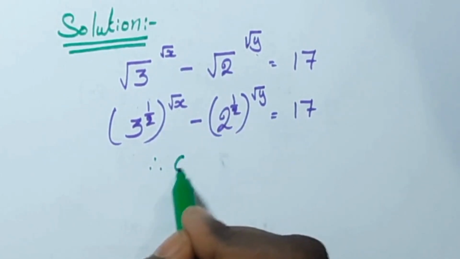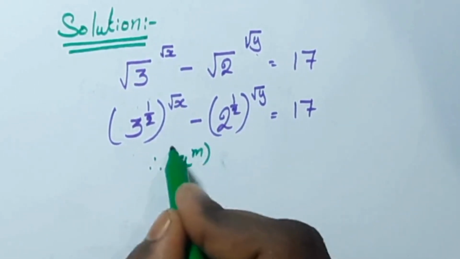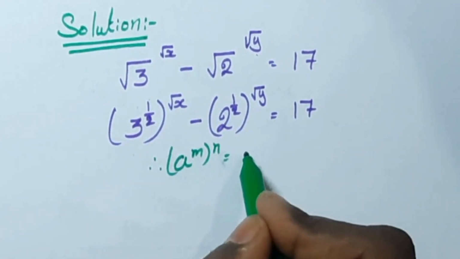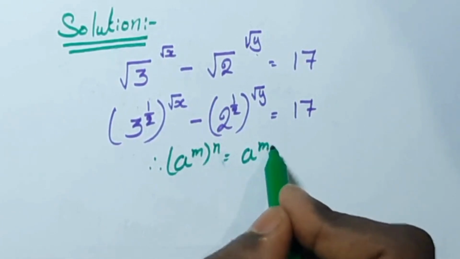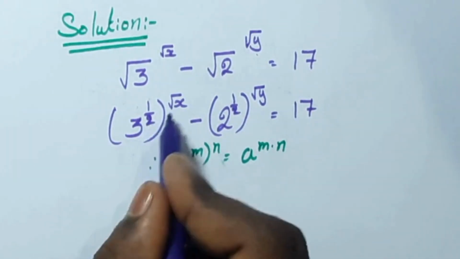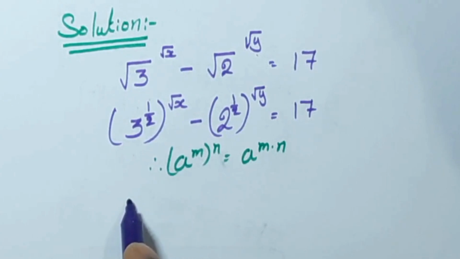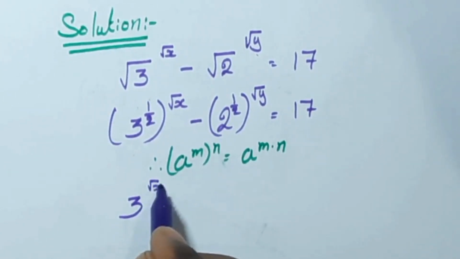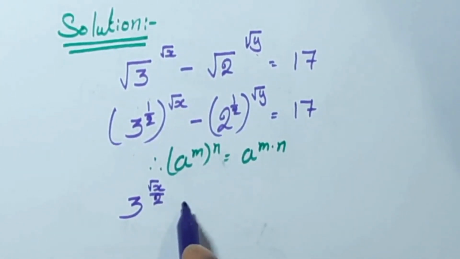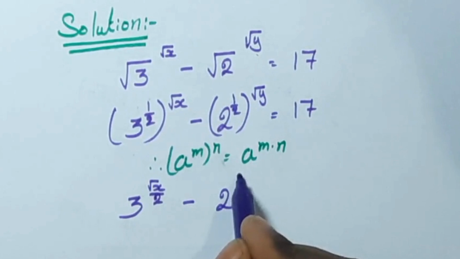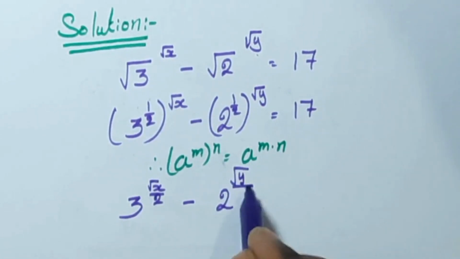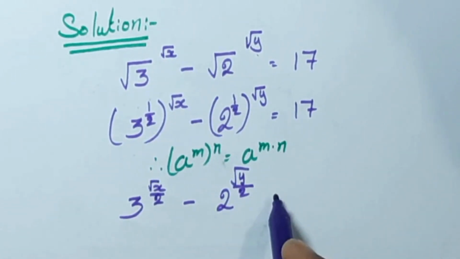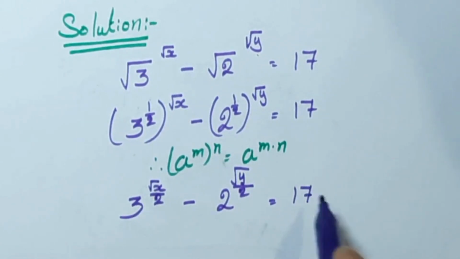Therefore, we know that a power m whole power n equals a power m into n. We are multiplying this and this. So, 3 to the power of square root of x by 2 minus 2 to the power of square root of y by 2 equal to 17.